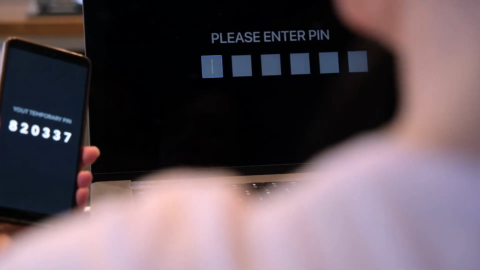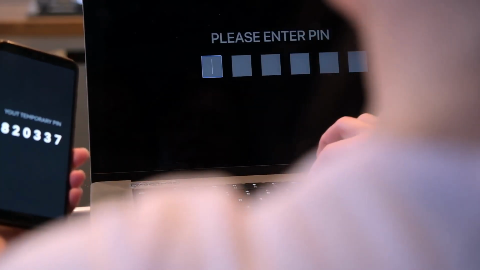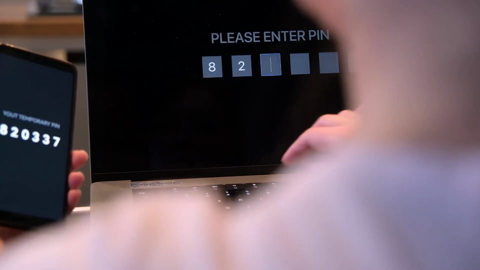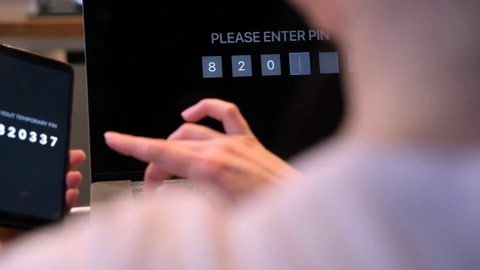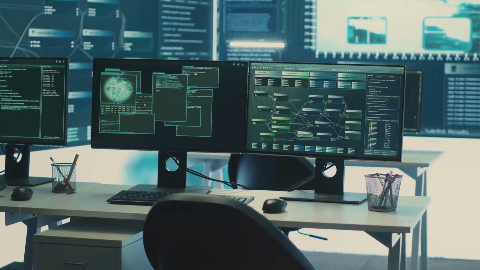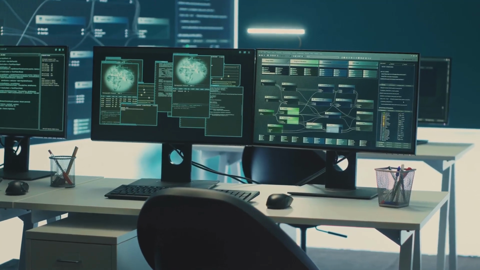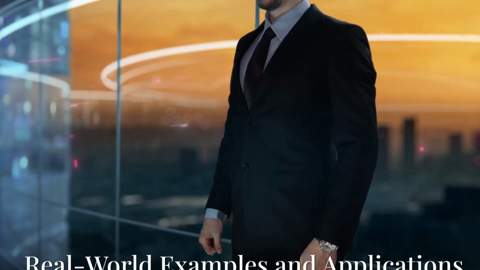Another important aspect of Zero Trust is the use of multi-factor authentication, or MFA. MFA requires users to provide multiple forms of identification, such as a password and a one-time code sent to their phone before being granted access to a system. This adds an extra layer of security, making it much more difficult for attackers to gain unauthorized access, even if they have stolen a user's credentials.